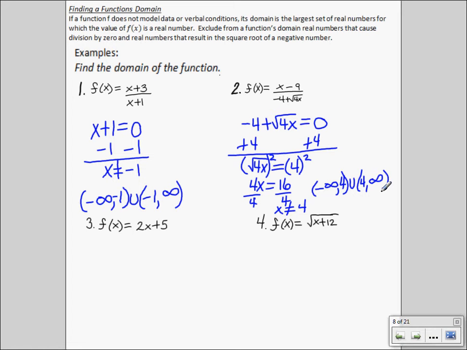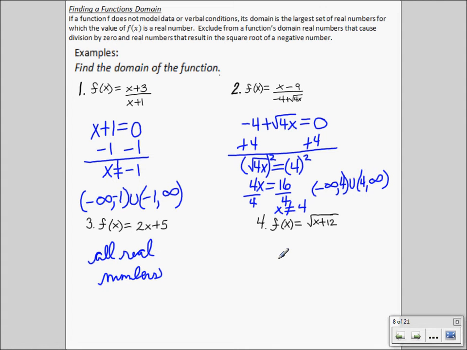Looking at number 3, we have f of x equals 2x plus 5. This is a very interesting problem because no matter what you put in for x, you can always get an answer that is never undefined. So that just means that all real numbers will be the domain.